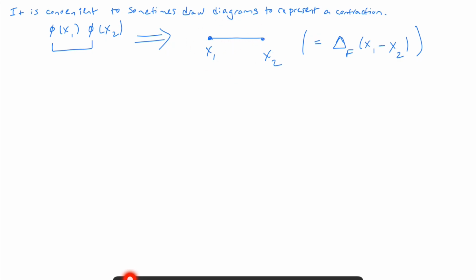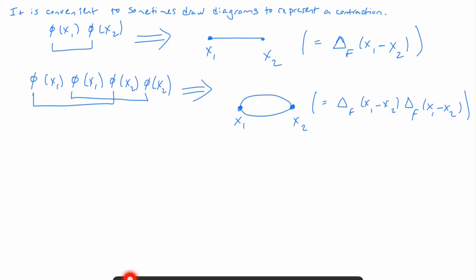And by definition, that means this contraction, which, of course, we said was this, which is the scalar Feynman propagator from x1 to x2. So sometimes we'll draw a line like this, a diagrammatic representation of this mathematical expression. Very convenient and very important.